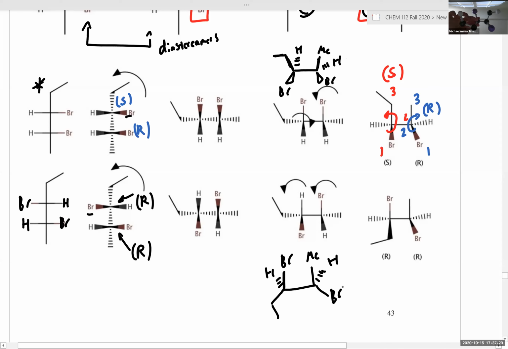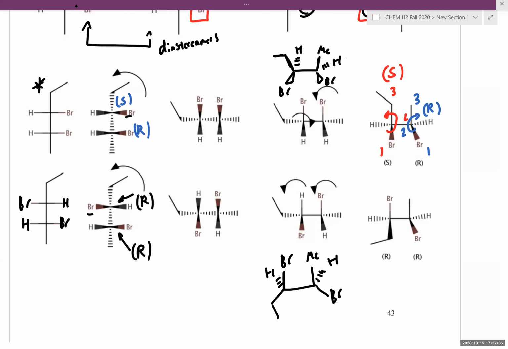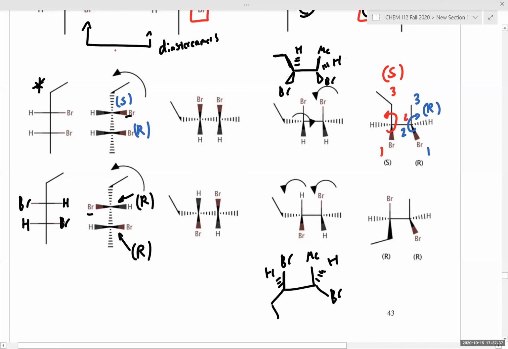Can I get some confirmation? Perfect. So now that we have this structure drawn, we're all set to assign stereochemistry. So bromine is priority 1, alkyl bromide priority 2, ethyl priority 3. So this center after modification is R.